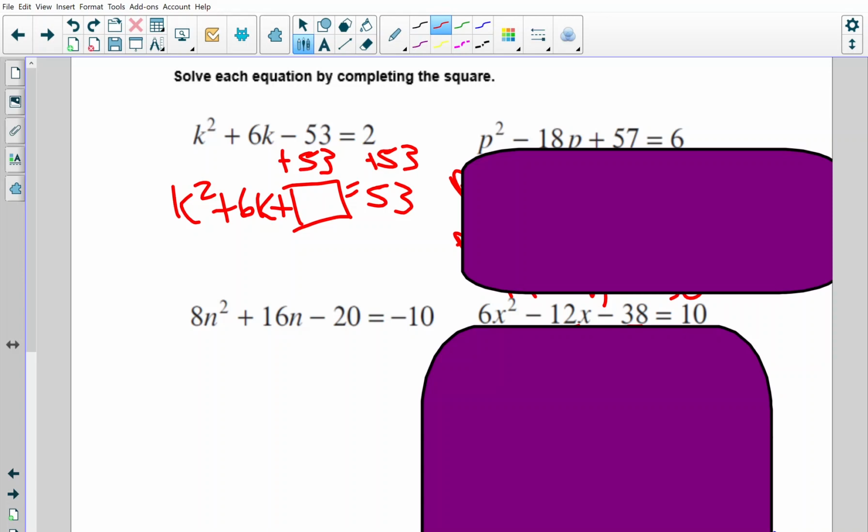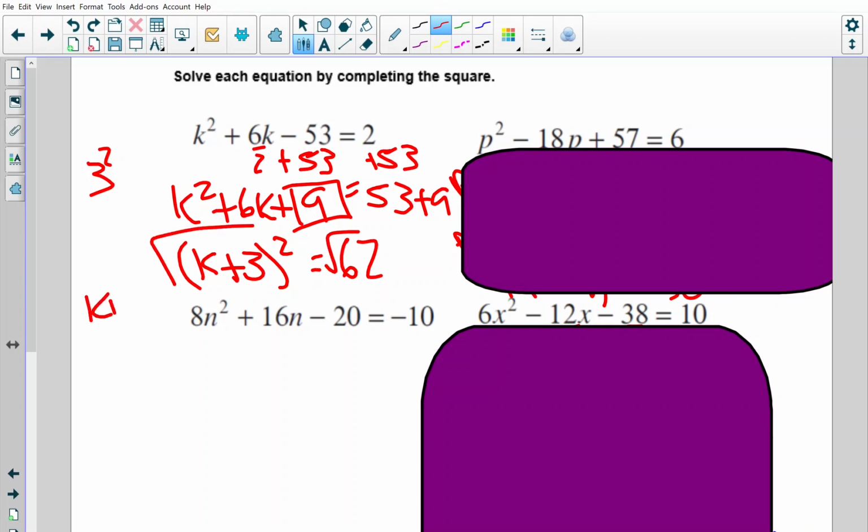Well, what's half of 6? 3. 3 squared is 9. If I add 9 there, I have to add 9 there. Therefore, this breaks down to k plus 3 quantity squared. And this is equal to 62. Technically, you would continue. You would take the square root of both sides, and you would get k plus 3 is equal to plus or minus the root of 62, which you'd have to figure out what that is, but we're just going to leave it like that for now.